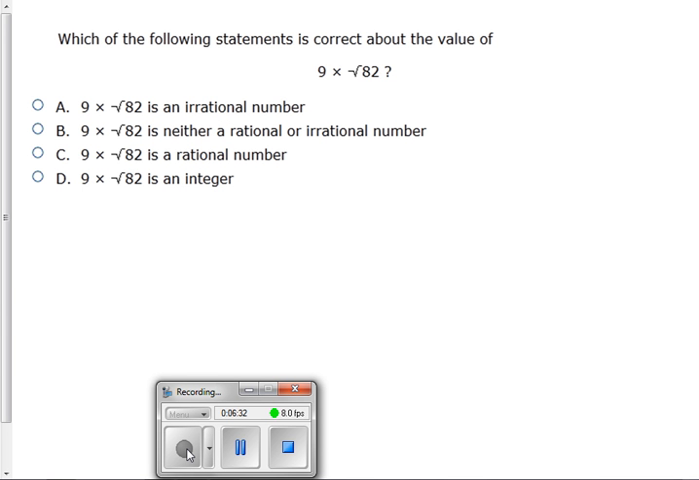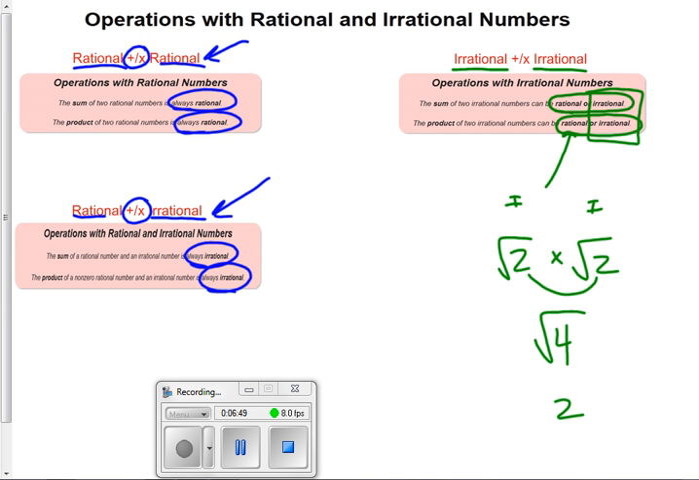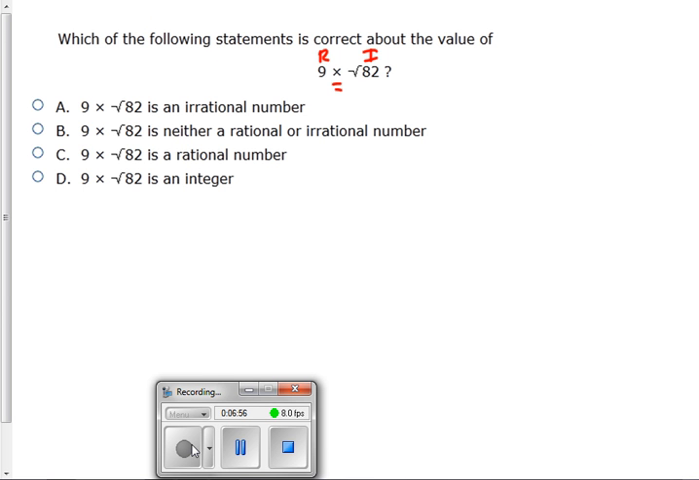Here's an example where you're multiplying two real numbers together, and this would be a rational times an irrational. Again, the square root of 82 is not a perfect square, so therefore it's irrational. Remember, when they are different, rational and irrational, you will always have an irrational outcome, which would be option A.